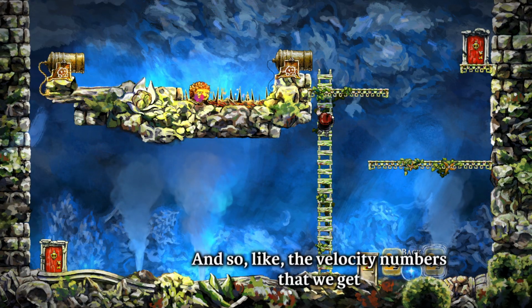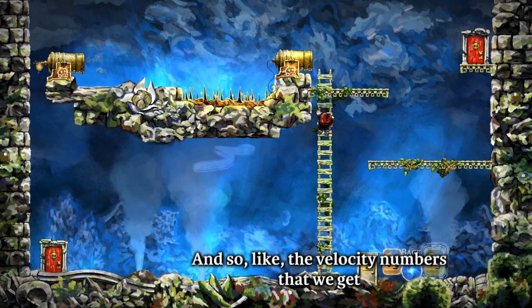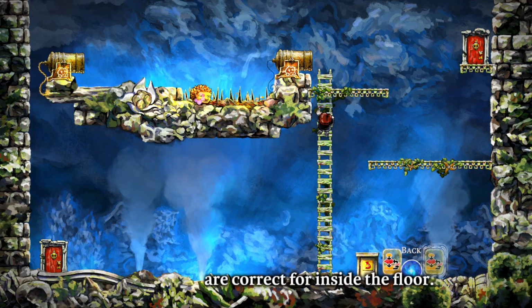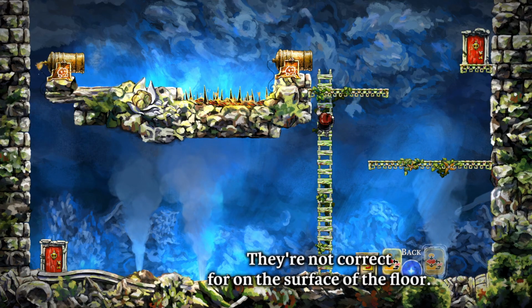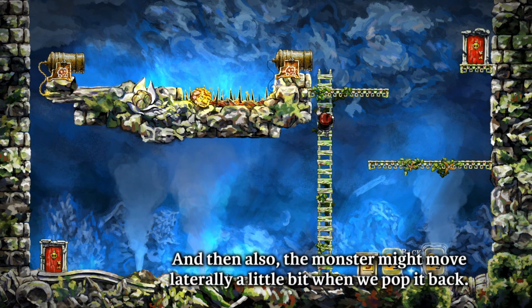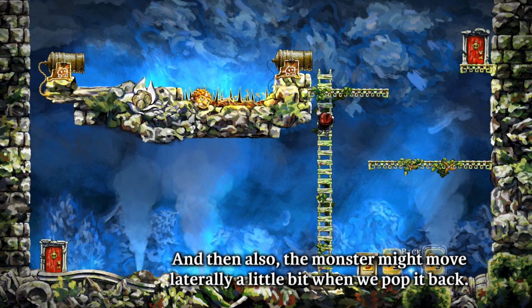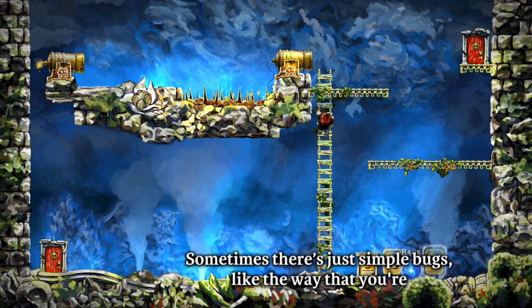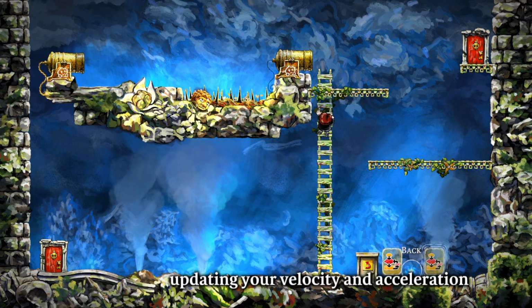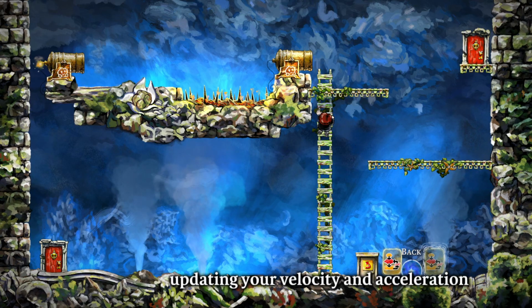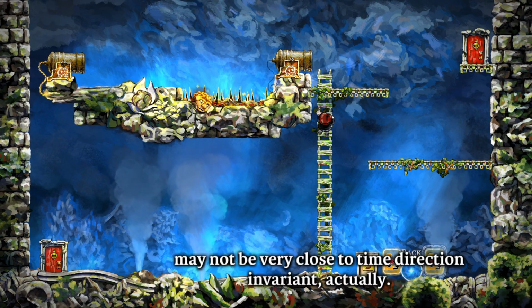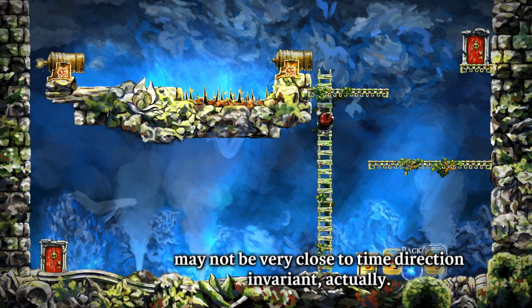And so the velocity numbers that we get are correct for inside the floor. They're not correct for on the surface of the floor, right? And then also the monster might move laterally a little bit when we pop it back. Sometimes there are just simple bugs, like the way that you're updating your velocity and acceleration may not be very close to time-direction invariant, actually.